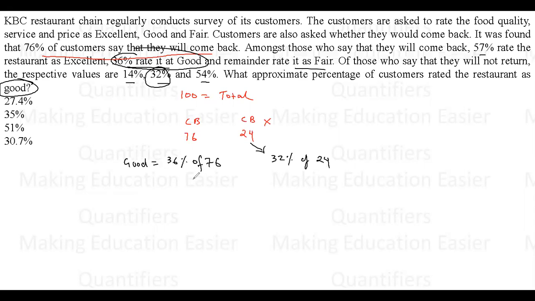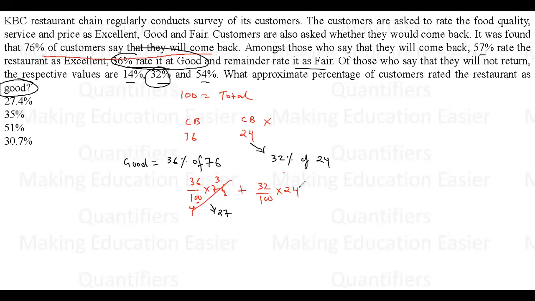Now, students, if you want to calculate it, 36% will be 36 by 100 into 76, plus 32% of 24 will be 32 by 100 into 24. Just to make your calculation easy, you can see this is 76, this is 100. Had it been 75 upon 100, it would have been 3/4. So if we approximately consider it 3/4, considering it 75, then 3 by 4 into 36 comes out to be 27. So students, this part comes out to be 27.